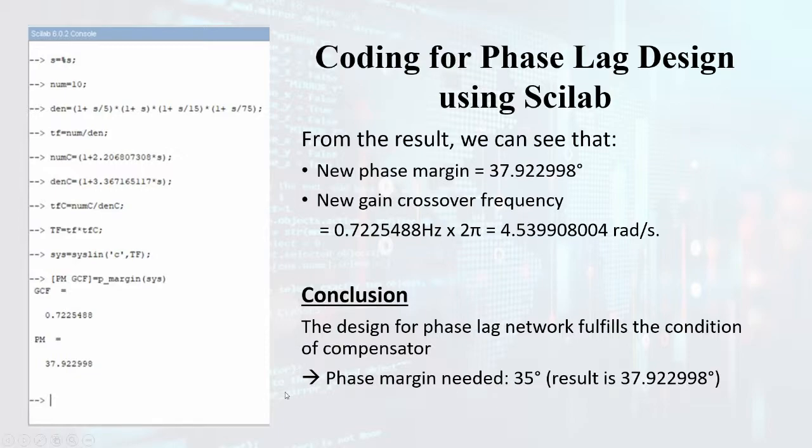With the phase lag network, the phase margin needed is 35 degrees, but the result we obtained is 37.922998 degrees, which means it is suitable to apply to the system. So in conclusion, the design for the phase lag network fulfills the condition of the compensator. That's all from me, and thank you for watching.